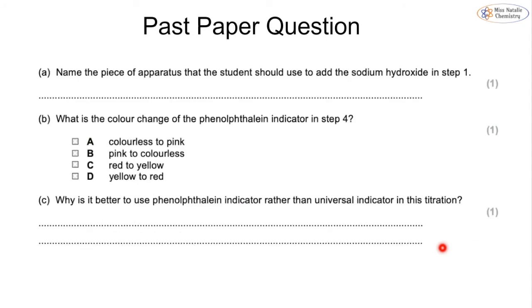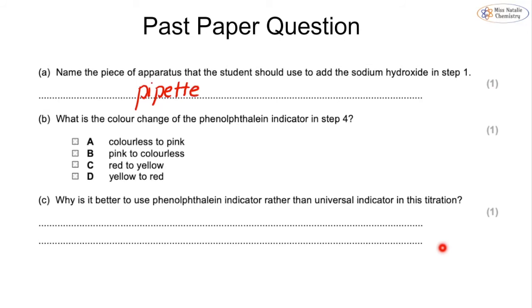So the first part is: name the piece of apparatus that the student should use to add the sodium hydroxide in step one. Now, under no circumstances can we ever use a beaker because it is not accurate enough. And because this titration is all about accuracy, we cannot use a measuring cylinder either. There's only one correct answer, and that is a pipette.